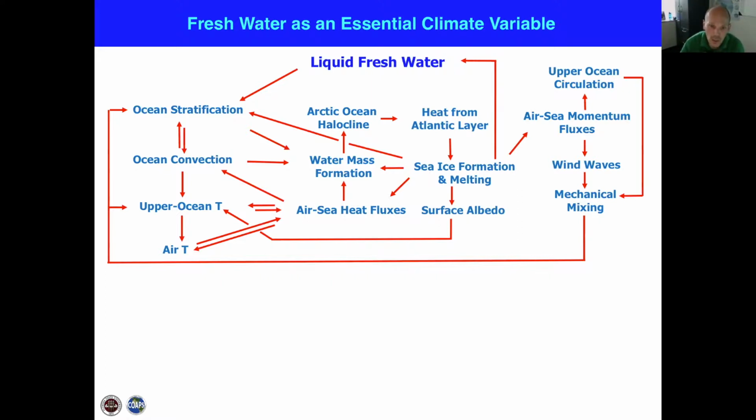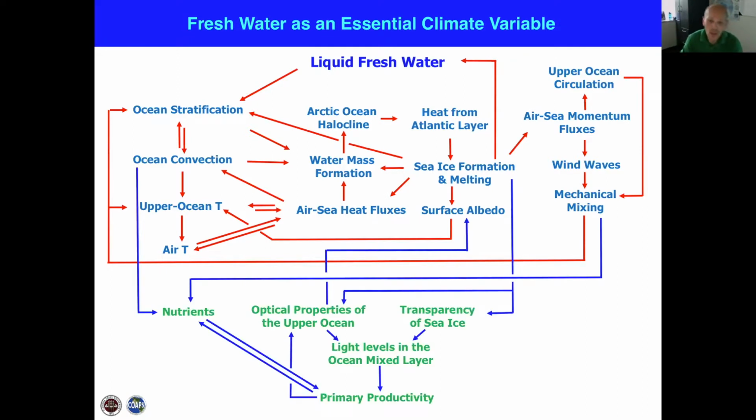Shown here are physical mechanisms, but of course these physical mechanisms change the environment, so they impact the ecosystem. I'm not a biologist, but I try to connect the physical mechanisms with the ecosystem. One of the most prominent impacts of freshwater is the change of the optical properties of the upper ocean and sea ice. As sea ice melts, more light is available for the mixed layer, so the light levels in the ocean mixed layer increase, and this enhances primary productivity. There have been many publications about these changes in the Arctic Ocean over the last several years.